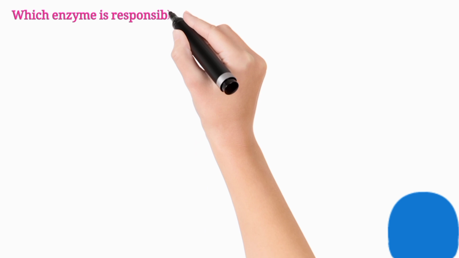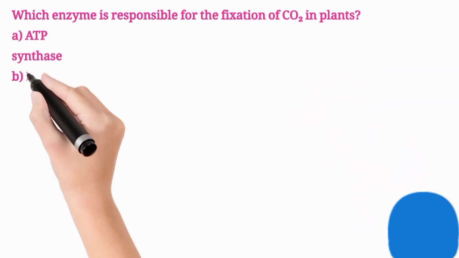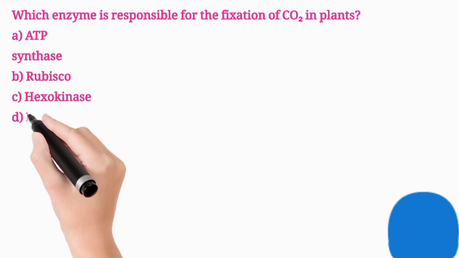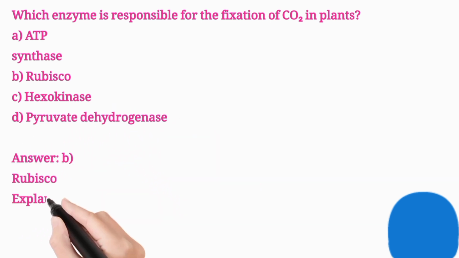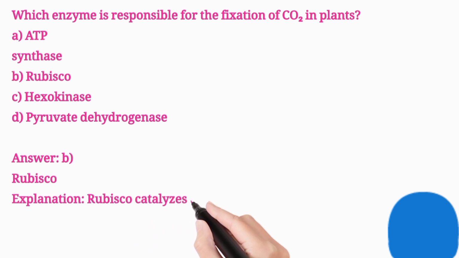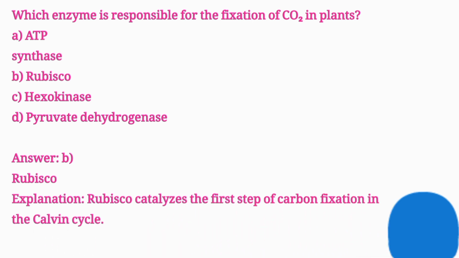Which enzyme is responsible for the fixation of carbon dioxide in plants? ATP synthase, ribosome, hexokinase, pyruvate dehydrogenase. Ribosome catalyzes the first step of carbon fixation in the Calvin cycle.